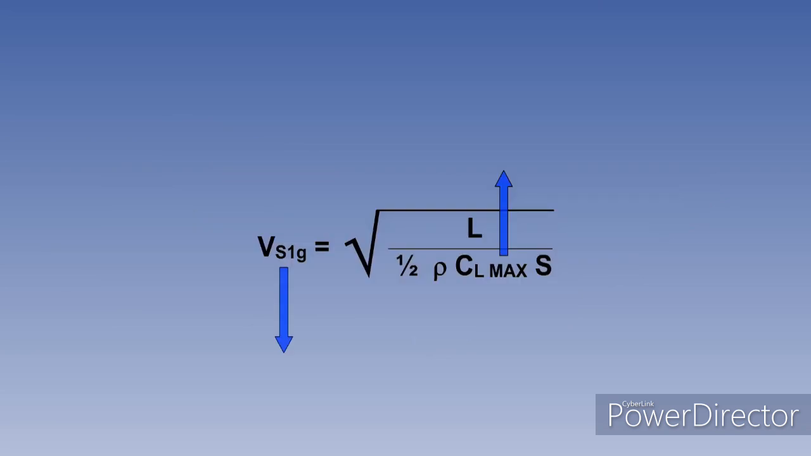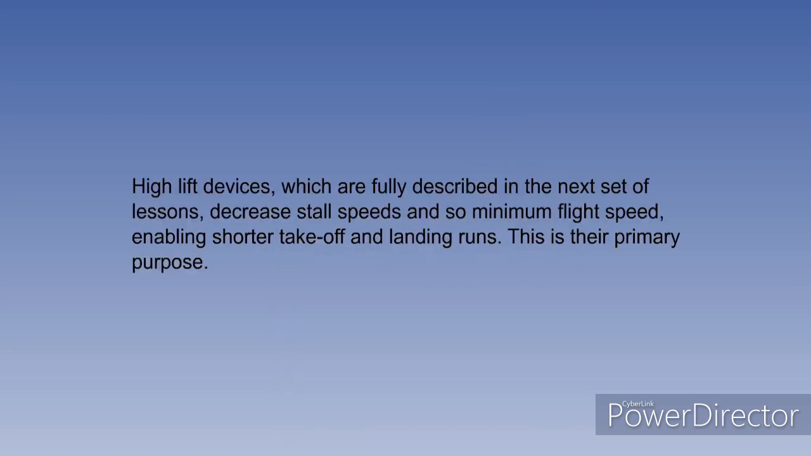From the 1G stall formula, it can be seen that an increase in CLmax will reduce the stalling speed. It is possible, with modern high-lift devices, to increase the CLmax by up to 100%. High-lift devices, which are fully described in the next set of lessons, decrease stall speeds and so minimum flight speed, enabling shorter takeoff and landing runs. This is their primary, and for airliners, their sole purpose.